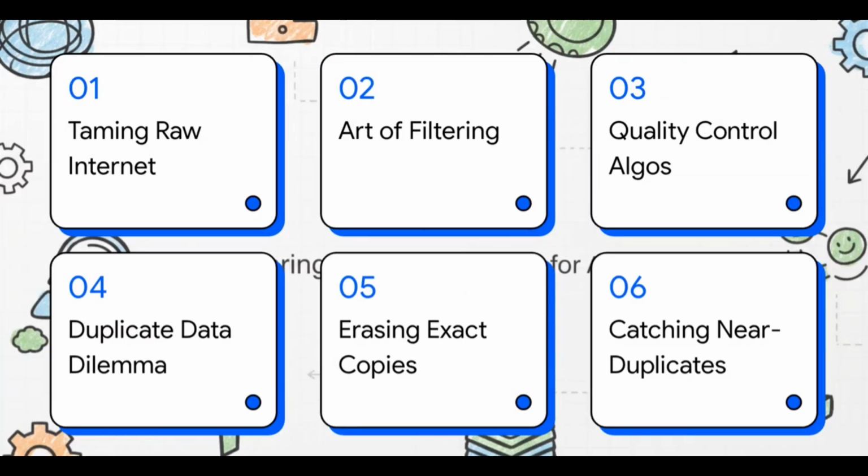So, to fix this, here is our technical journey today. 1. Taming the raw internet. 2. The art of filtering. 3. Algorithms for quality control. 4. The duplicate data dilemma. 5. Erasing exact copies. And finally, 6. Catching near duplicates. We're really splitting our focus into two main superhero steps today: filtering, which is assessing quality, and deduplication, assessing uniqueness. Let's get started.